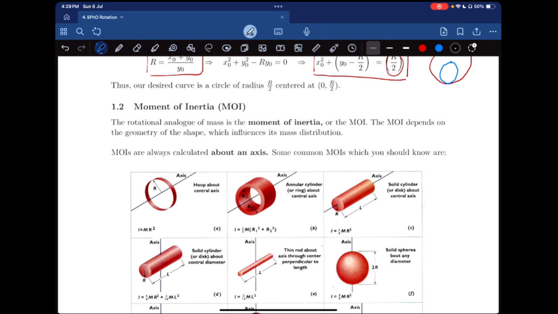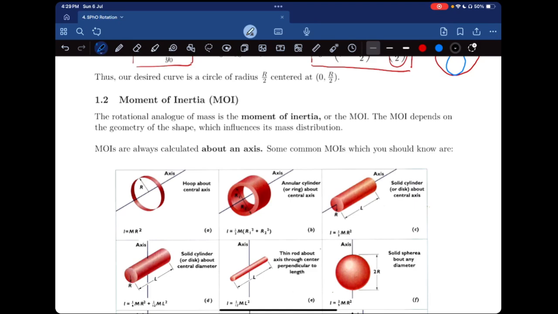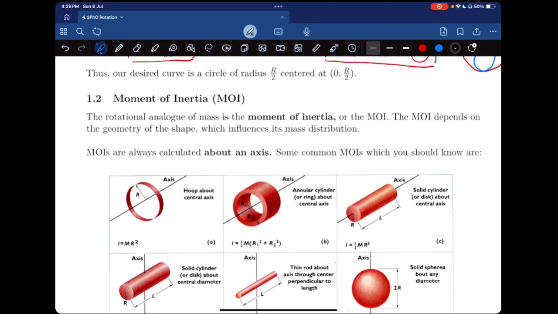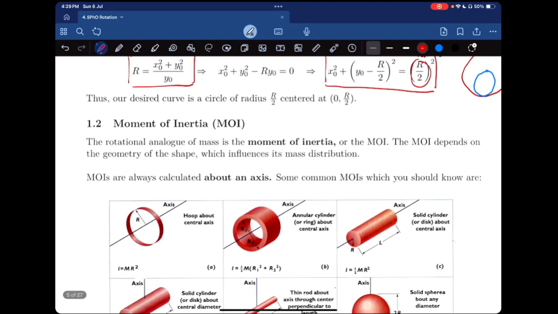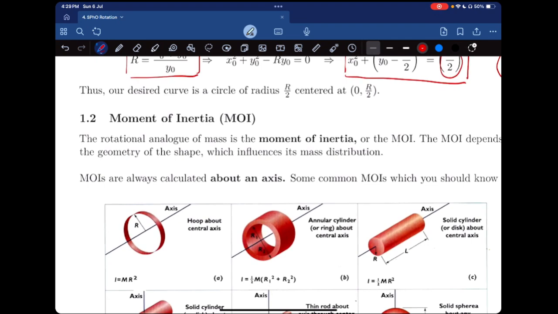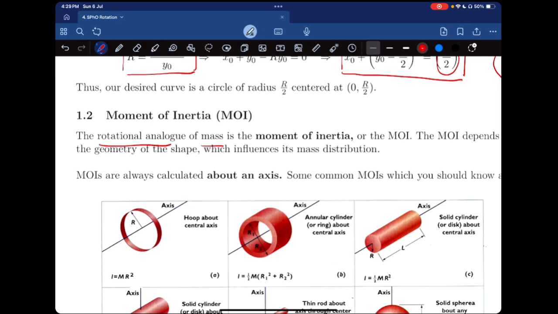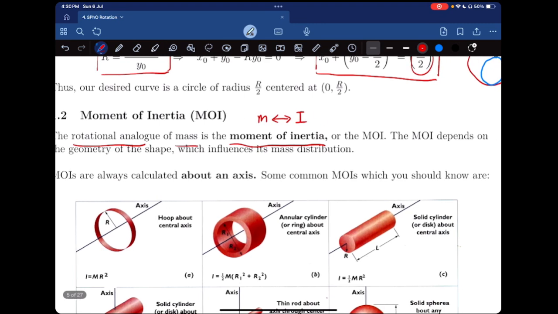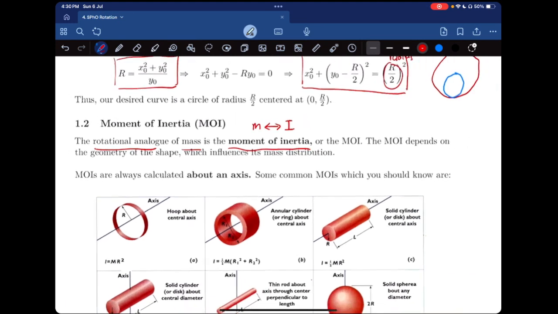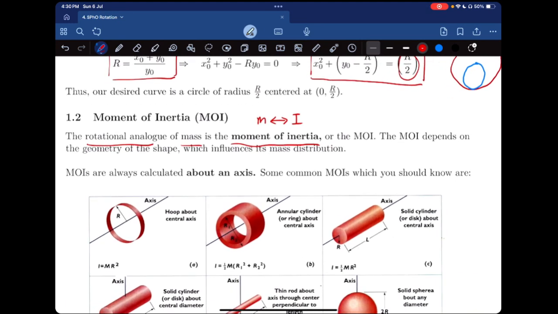So next we have moment of inertia. So I talked about analogies between rotation and translation just now. So this is also another analogy. The rotational analog of mass is just the MOI, or the moment of inertia. So we can just write something like this. Moment of inertia is usually denoted as I. And it depends on the geometry of the shape because it influences the mass distribution.